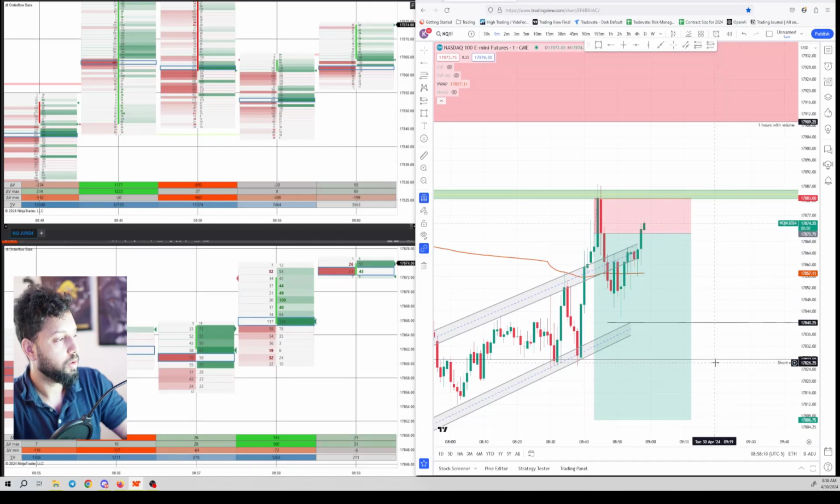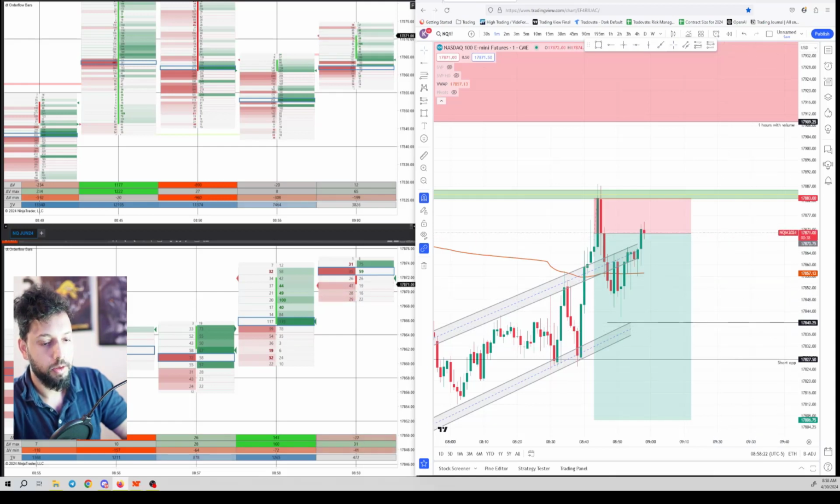I don't like where it is going, and we have news in 2 minutes, so I'm confused whether I should close it or let it run. We are at the break even right now. Because I don't like to trade the news.